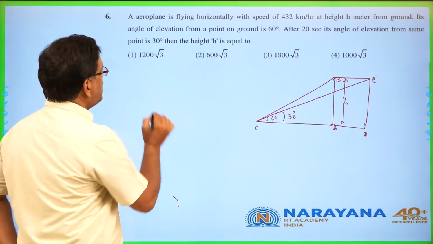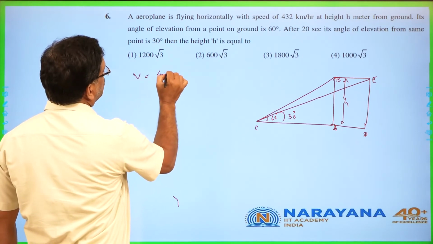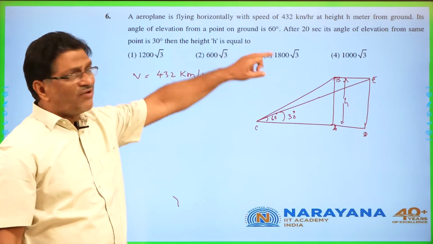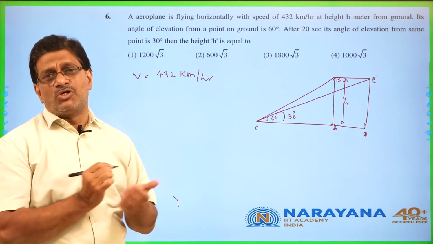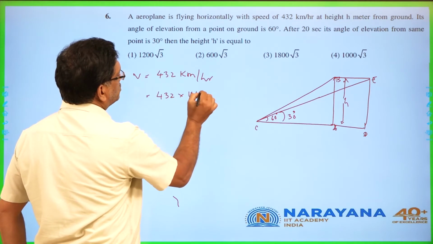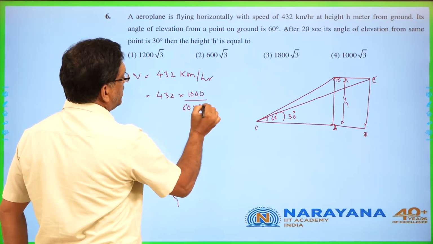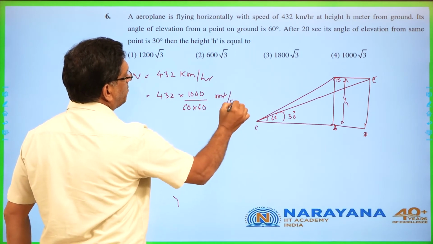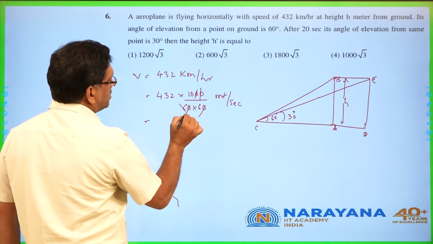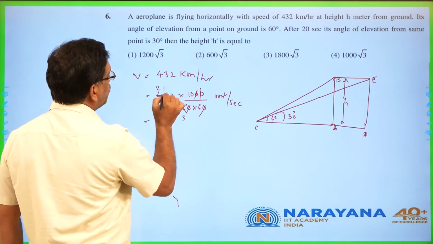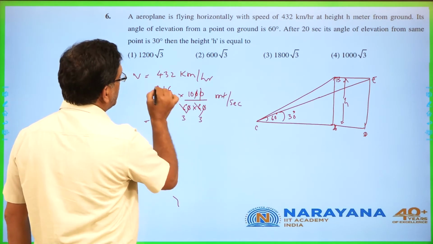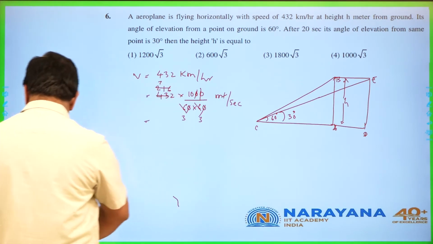Here, first of all, speed he has given: V equal to 432 kilometers per hour. As he has given 20 seconds, we know that we have to convert the units into a single form. It is 432 into 1000 meters, 60 into 60 seconds, meters per second. We can cancel, right? It is 2, 3 times 2, 1, and this is 6.